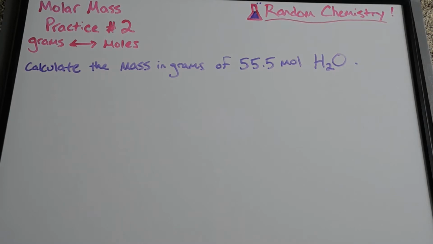In this video we're going to continue practicing molar mass and converting from grams to moles and then moles to grams. So in this equation right here, calculate the mass in grams of 55.5 moles of water, H2O.